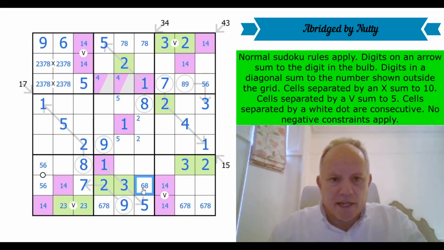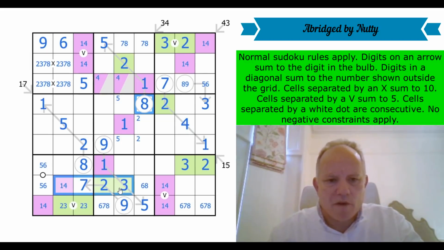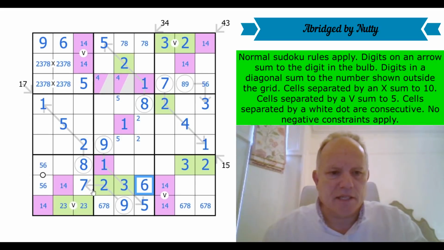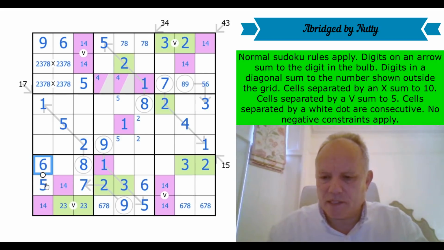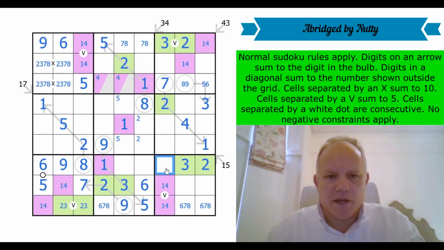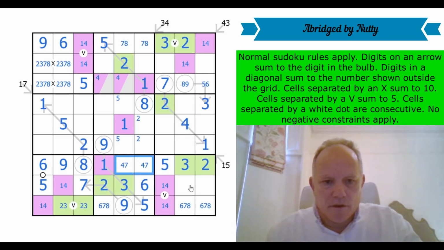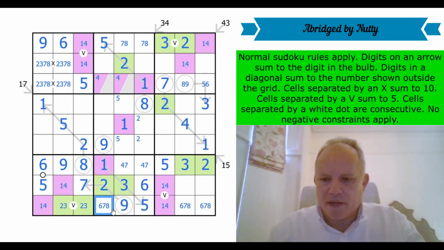That is 6 or 8. No, that is a naked single. It sees 8 there, a 1, 4 pair, 7, 2, 3 and 5, 9 in the box. So that's a 6. That fixes the 5, 6. We can finish off with a 9. 5 goes there. 4 and 7 still to go. This has become an 8.